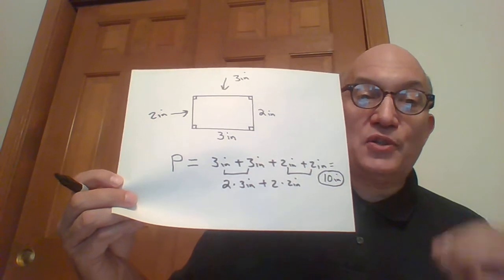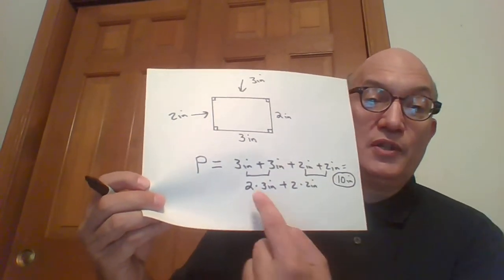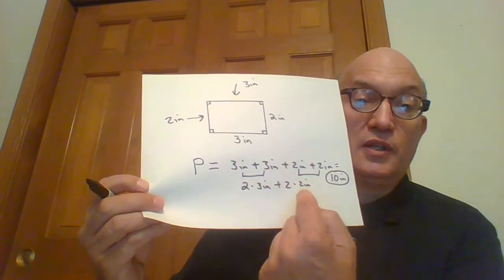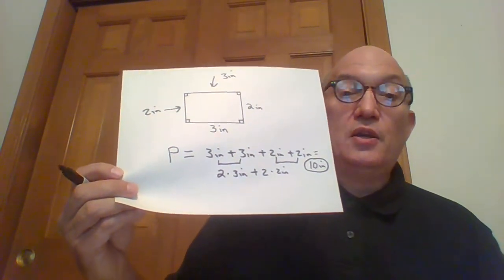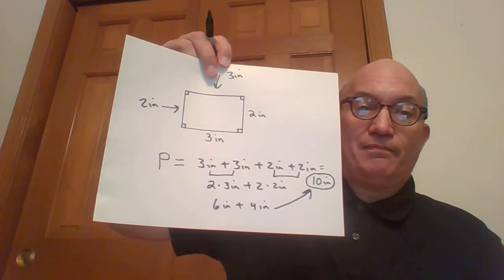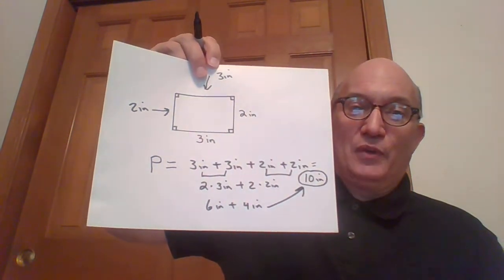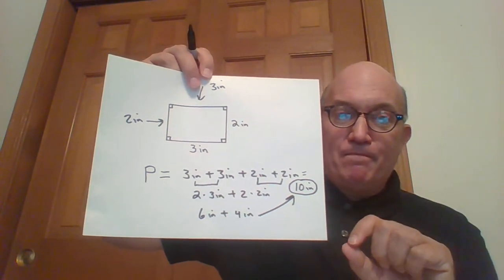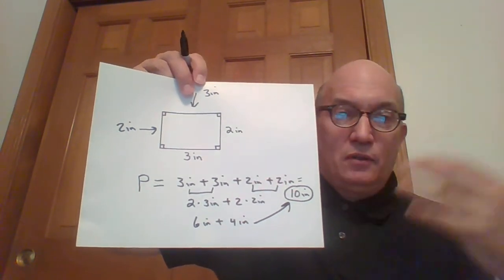3 inches plus 3 inches is the same as 2 times 3 inches. So this is the length. So you've got 2 times length plus 2 times width, 2 inches being the width. 2 times 3 inches is 6 inches. And 2 times 2 inches is 4 inches. And 6 inches plus 4 inches is 10 inches. Very simple. Okay?